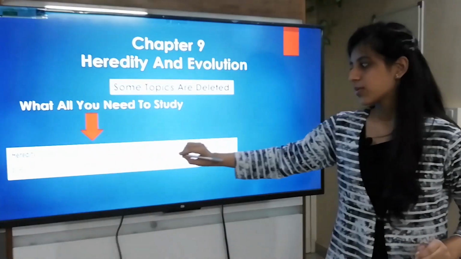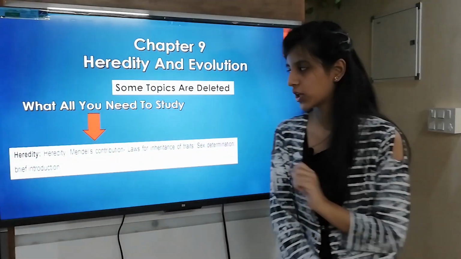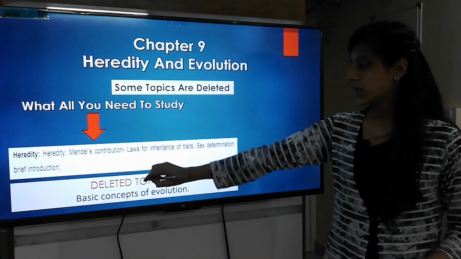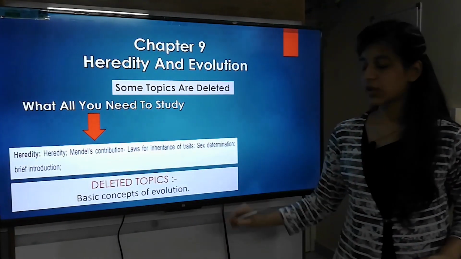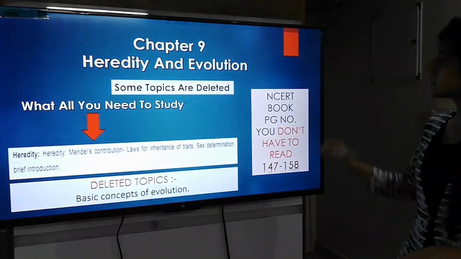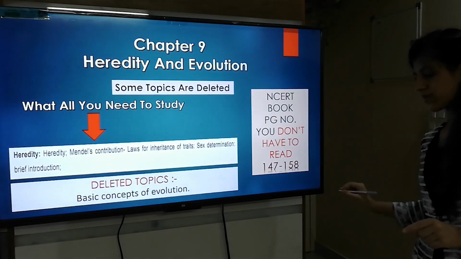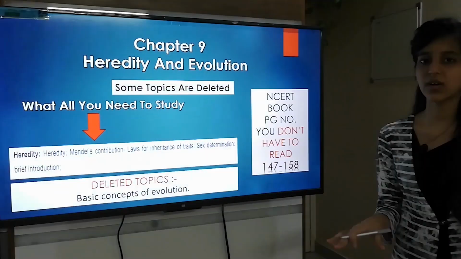Heredity, Mendel's contribution, laws for inheritance of traits, sex determination, which is going to be a brief introduction. Deleted topics: basic concepts of evolution. Again, let's see the NCERT page numbers, NCERT book page numbers which you don't have to read, 147 to 158. Hope you are going to find all these things useful.